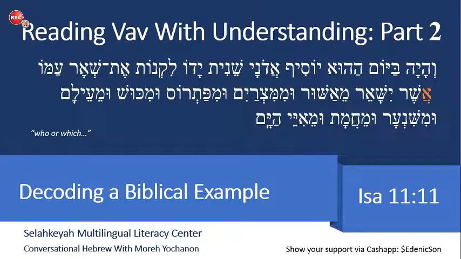Asher, right? Asher. Who or which. Ye. Oh, here we have the dagesh again in the shin. So it's going to be yisha'er, right? Which shall remain. And this is the same root word as this root word, right? Which is remnant. Let's go back and see. Look, the remainder, and then we have that remain, right?